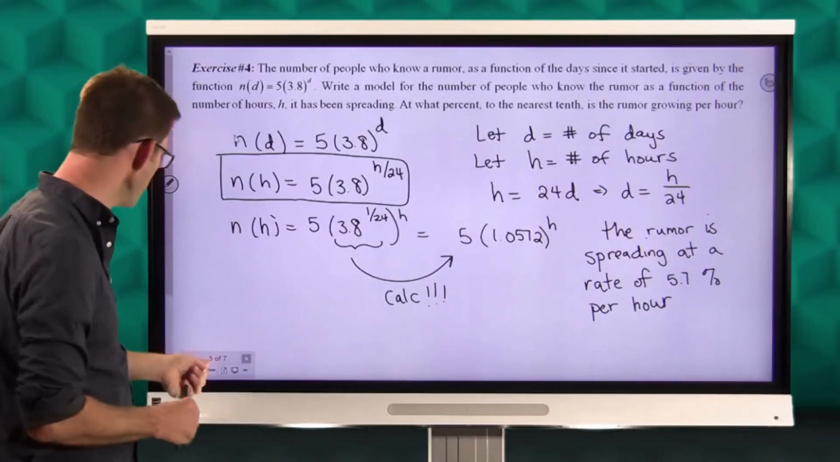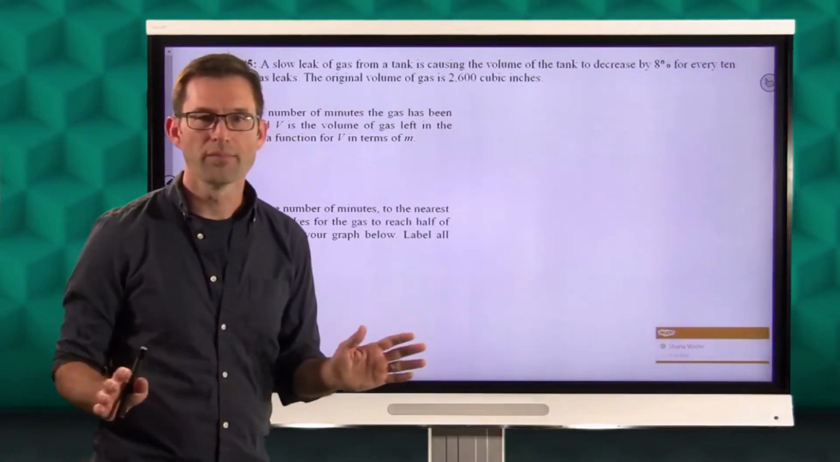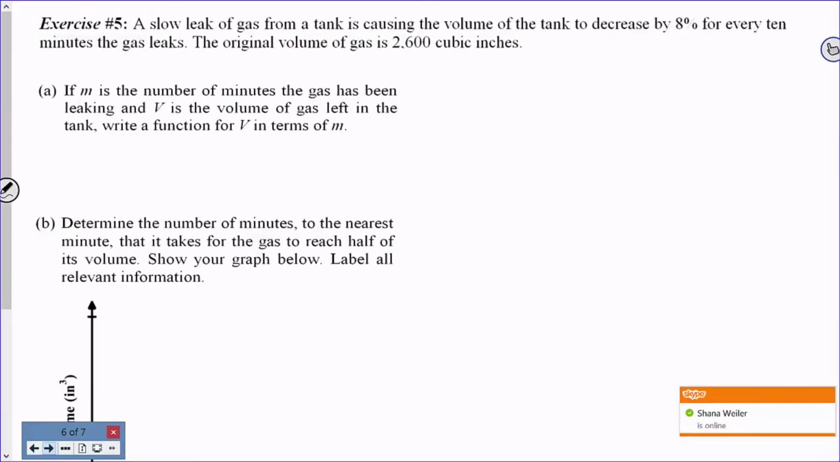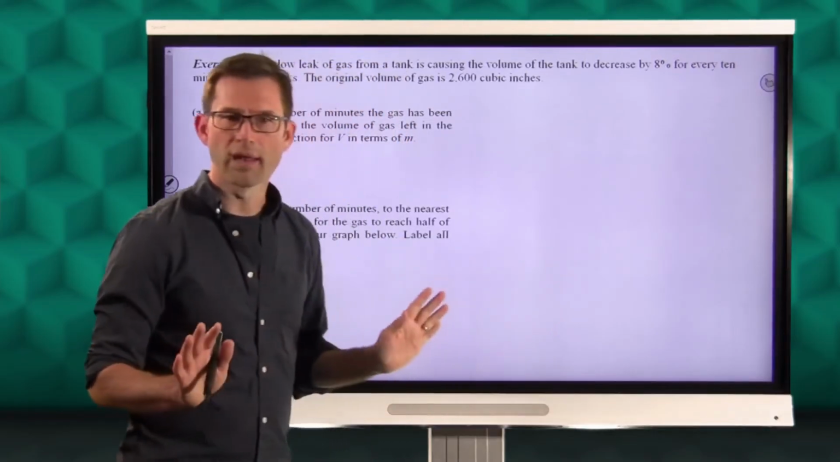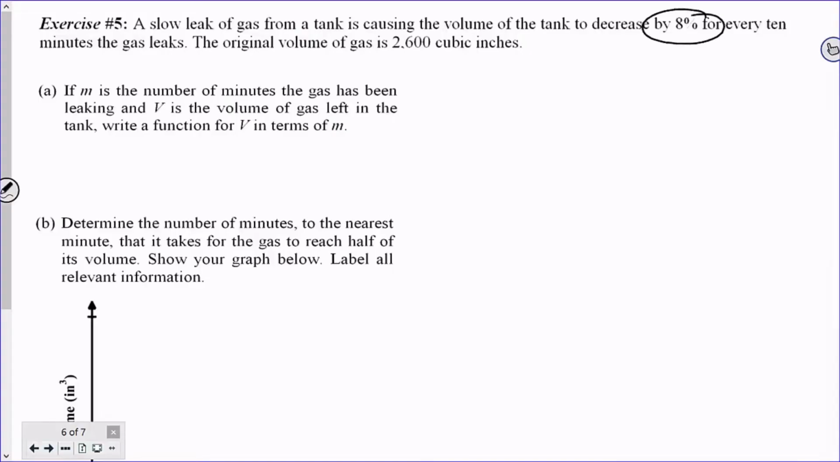All right, let's go through it. Exercise number 5, last one. Here we go. A slow leak of gas from a tank is causing the volume of the tank to decrease by 8% for every 10 minutes the gas leaks. The original volume of gas is 2,600 cubic inches. So let's make sure that we get it, right? The volume of the tank is going to decrease by 8% for every 10 minutes the gas leaks.